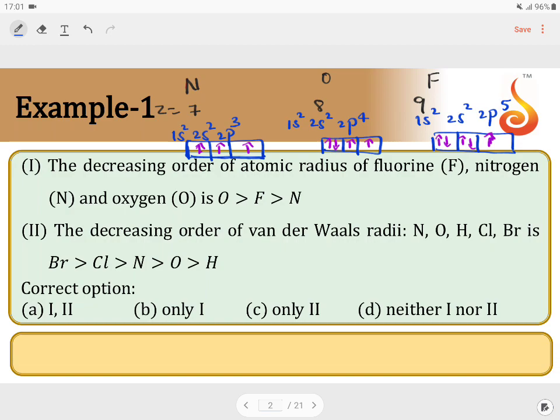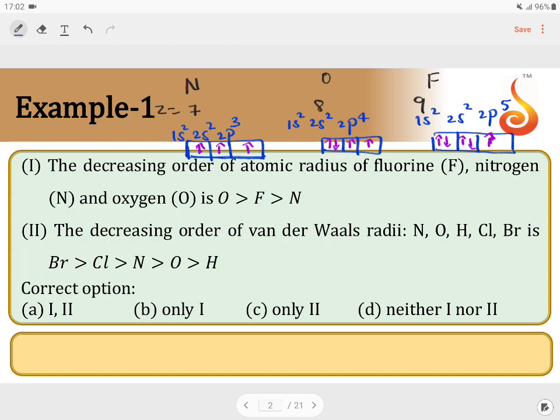nuclear charge and the repulsion between the electrons. In order to understand about the nuclear charge, we must know how many protons are there. Nitrogen, oxygen and fluorine. Atomic number is 7, 8 and 9 respectively. Therefore, in case of nitrogen, you have 7 nuclear charge, that is 7 protons, 8 for oxygen and 9 for fluorine. This is the electronic configuration and the electronic arrangement.